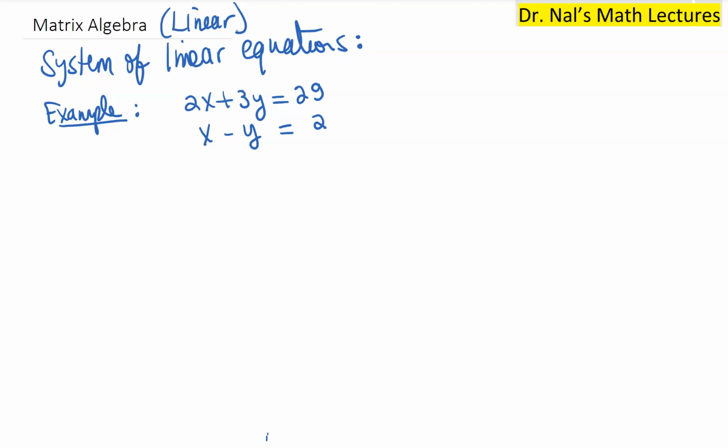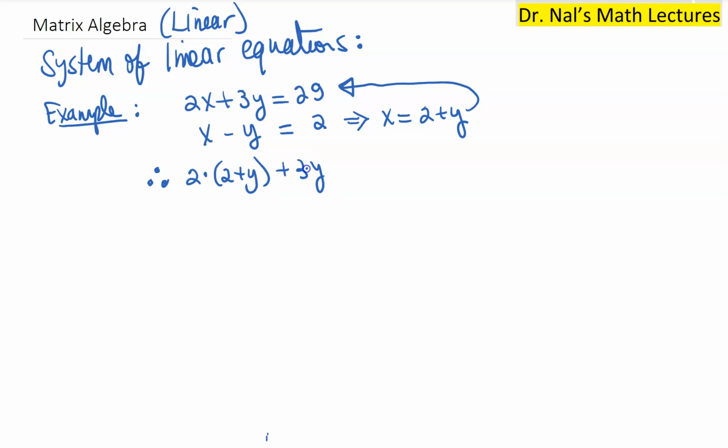Well, the method that we learned since probably, like I said, middle school, is one method would be substitution. So using the second equation, we can turn it into x equals 2 plus y, and now we can substitute this expression into the first equation. Anywhere we see x in the first equation, replace it with 2 plus y. So the first one becomes 2 times (2 plus y) plus 3 times y is equal to 29. Now we can go ahead and solve this for y.